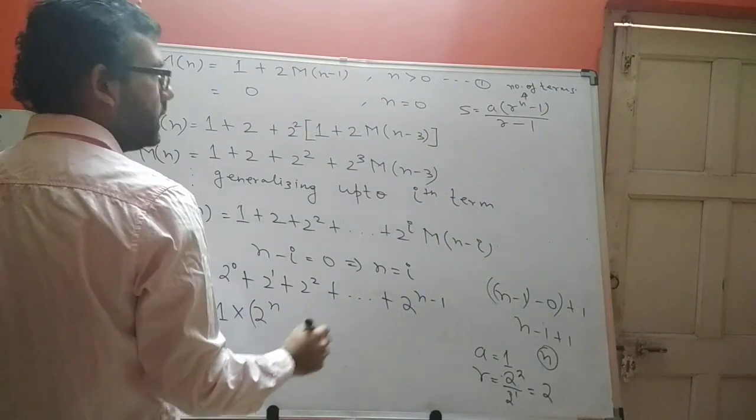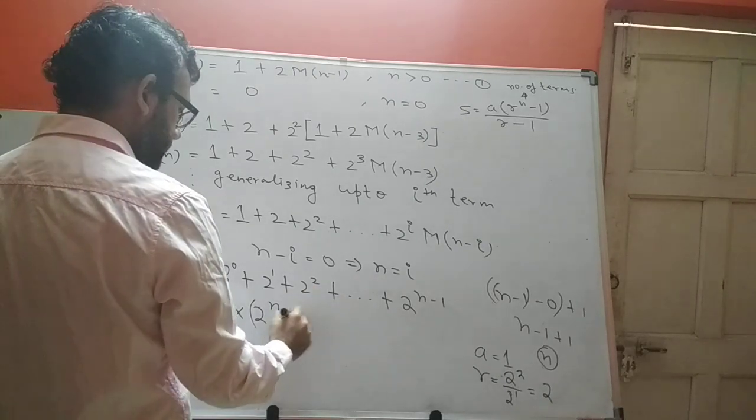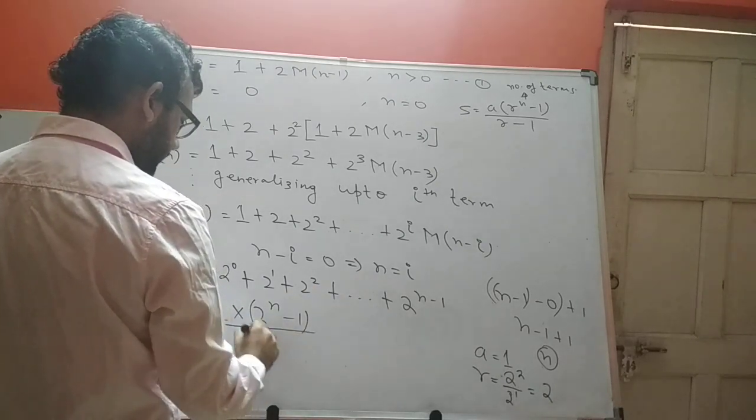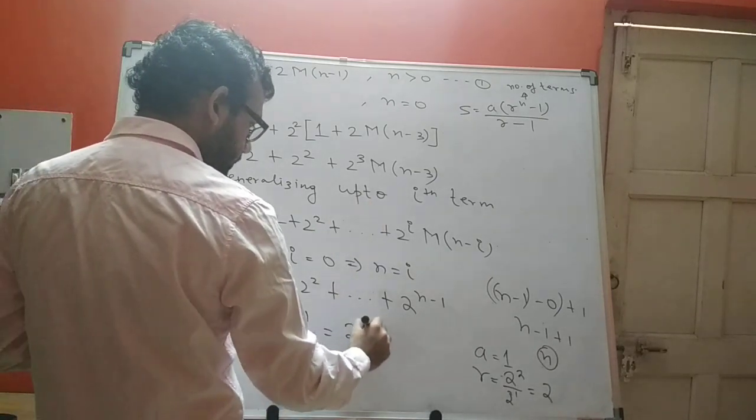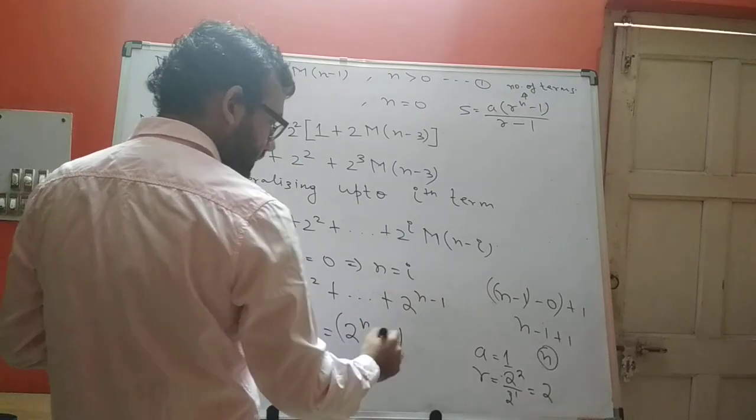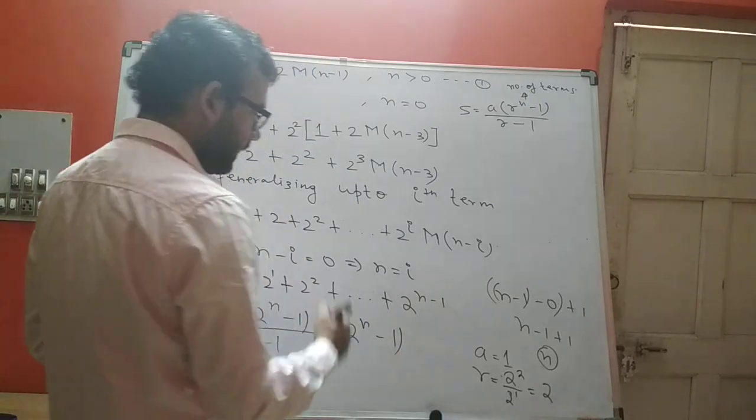Here the number of terms is n itself, minus 1, whole divided by r. What is r? r is 2. So 2 minus 1, and this comes out to be 2 to the power of n minus 1. So this is the number of movements that you would require for n disks.